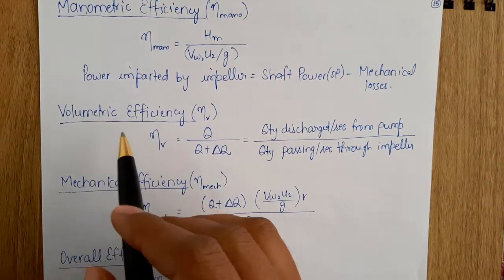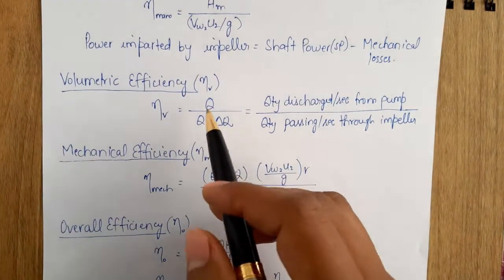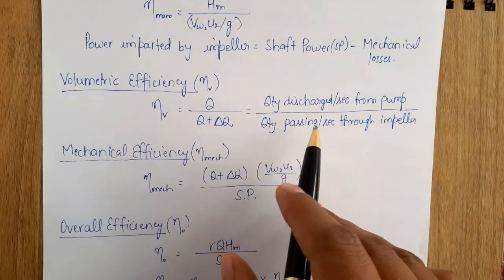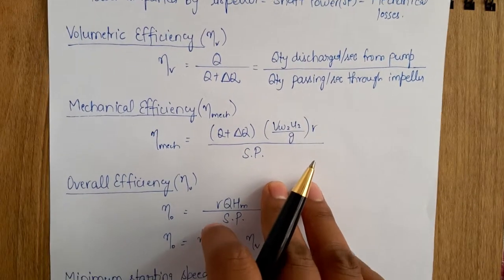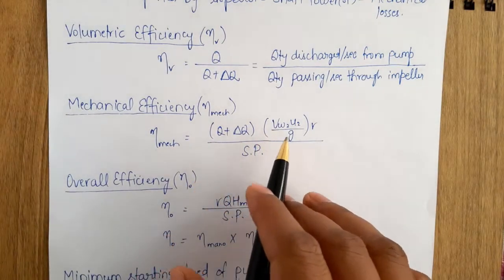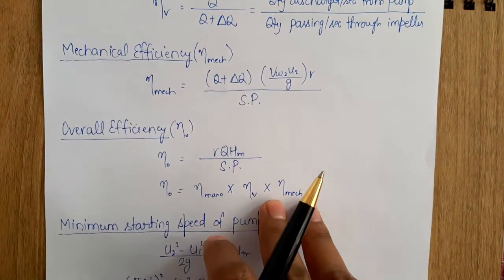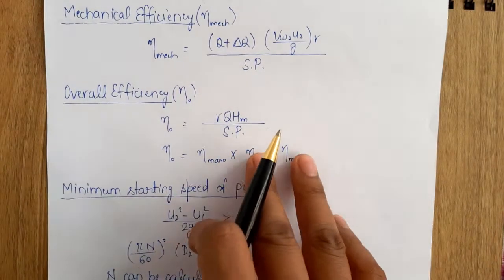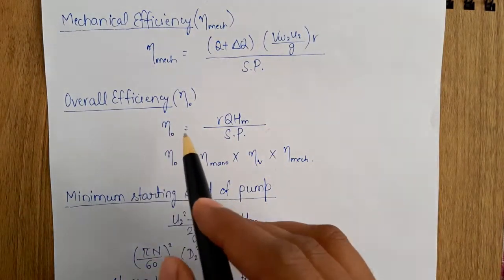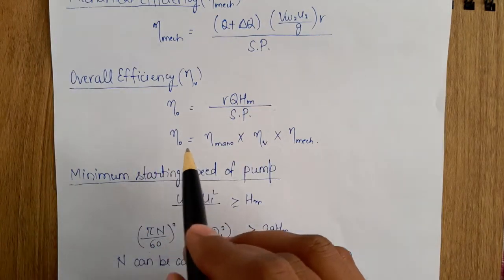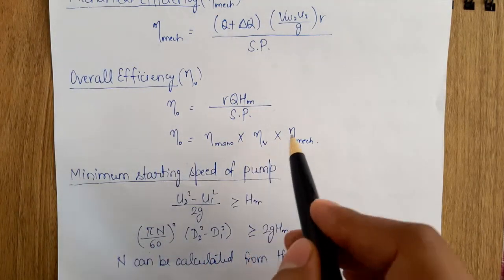Now volumetric efficiency is given by Q upon Q plus delta Q, that is, the quantity discharged per second from the pump upon the quantity passing per second through the impeller. And mechanical efficiency is given by (Q plus delta Q) Vw2 U2 upon g into gamma upon shaft power. These are similar to the case of the turbine, just the reverse of that. And overall efficiency is given by gamma Q Hm upon shaft power, that is manometric efficiency into volumetric efficiency into mechanical efficiency.